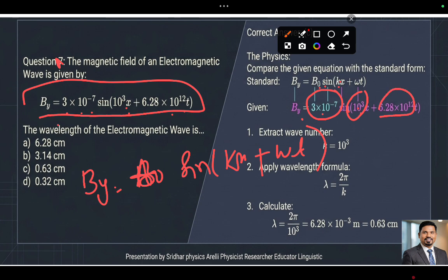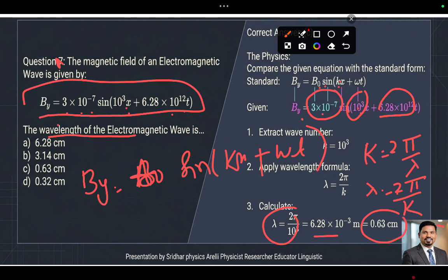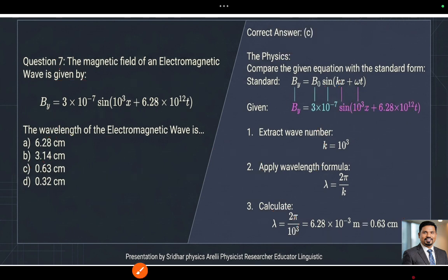Now the question is, what is the wavelength of the electromagnetic wave? We know the relation k equal to 2π by lambda, so lambda equal to 2π by k. What is k? k is 10^3. Now replacing here, lambda equal to 2π by 10^3. After calculation you will get 0.63 cm. Don't worry, I will give it quickly.